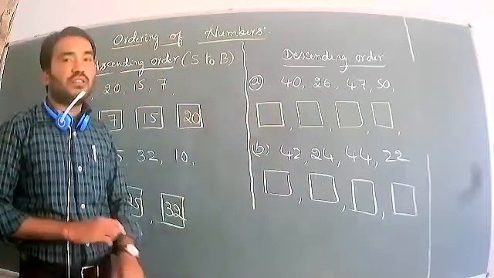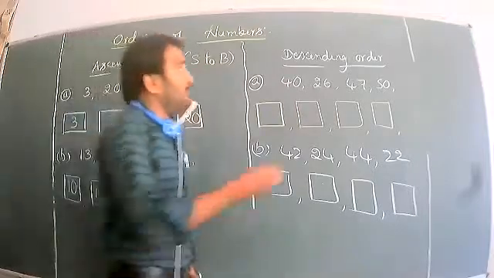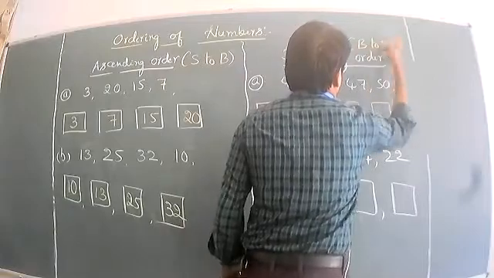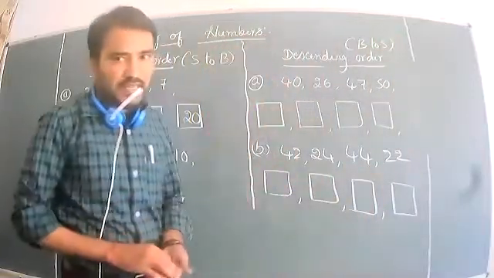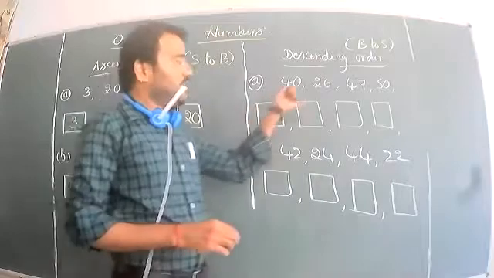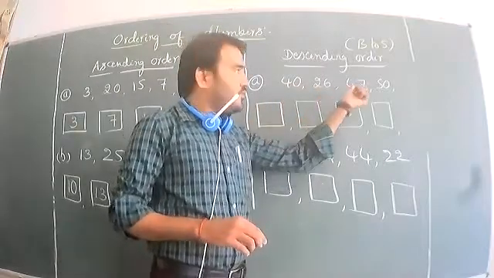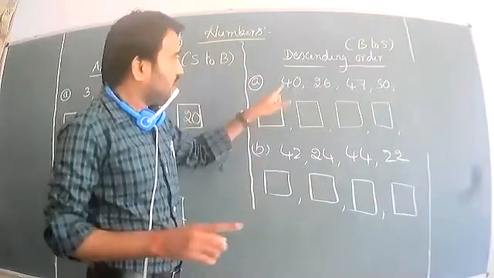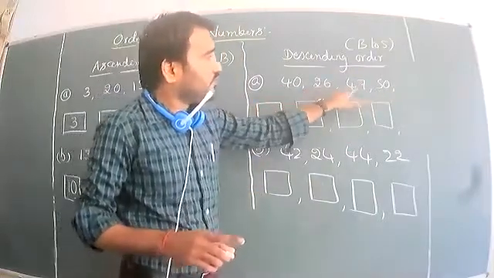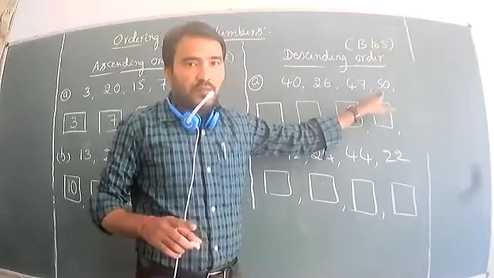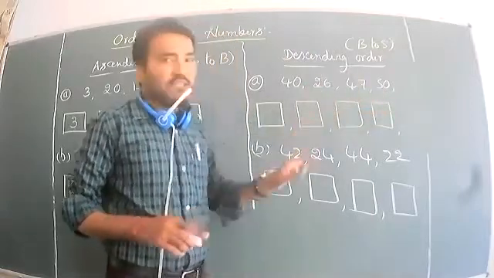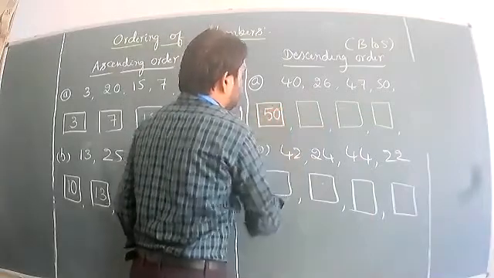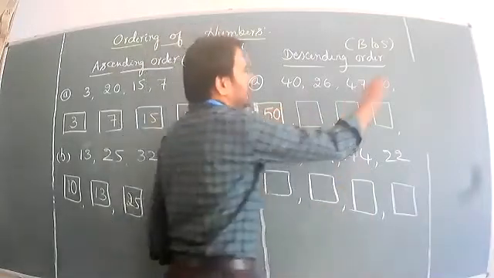So how do we find the descending order? Descending order means big to small. First we take the bigger number. Here 40, 26, 47, 50. Which one is greater? Compare the two digit numbers. Here 4, here 2, here 4, here 5. The first digit of all the numbers. Okay, 5 is the greater. Yes, we should write 50. So it will be over.